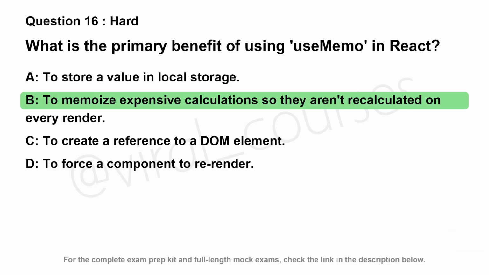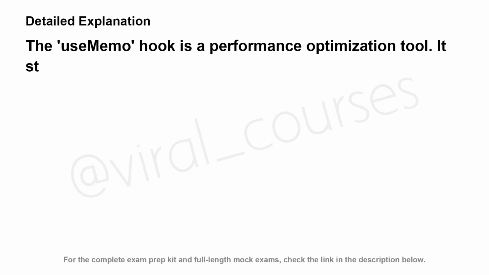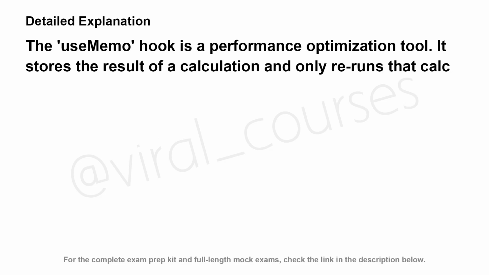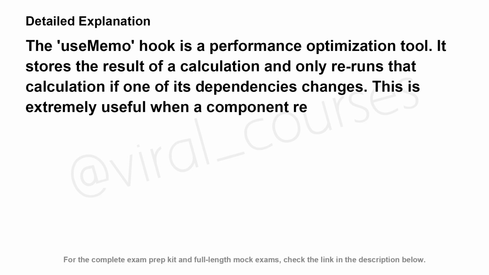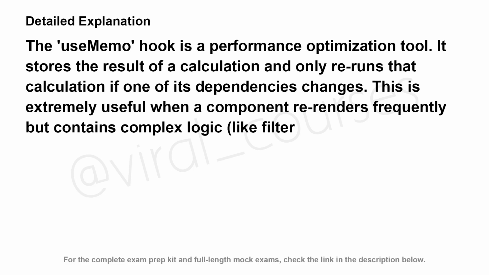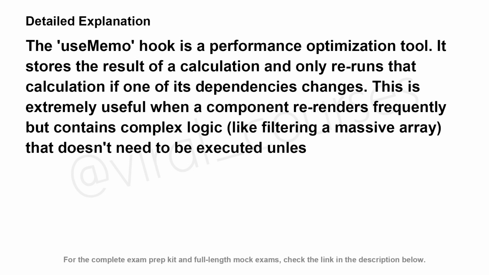The correct answer is B. The useMemo hook is a performance optimization tool. It stores the result of a calculation and only reruns that calculation if one of its dependencies changes. This is extremely useful when a component re-renders frequently but contains complex logic, like filtering a massive array, that doesn't need to be executed unless specific data changes.